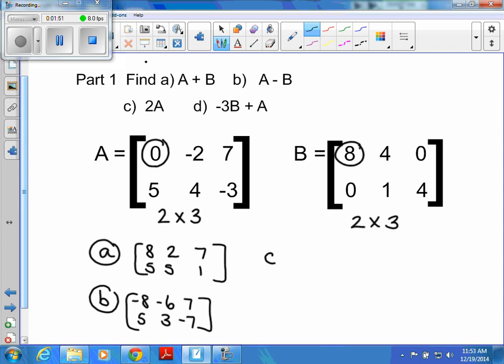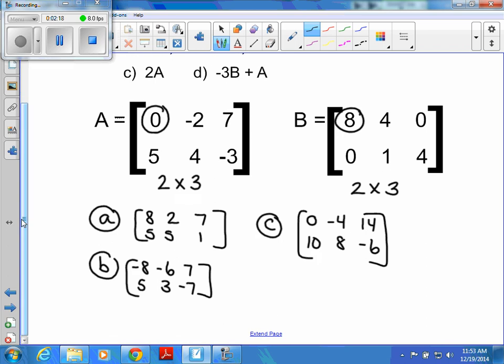For C, if they tell you to take 2 times everything in matrix A, your final answer is 2 times 0 is 0. 2 times negative 2 is negative 4. 2 times 7 is 14. 2 times 5 is 10. 2 times 4 is 8. And 2 times negative 3 is negative 6. Final answer. And then the D.